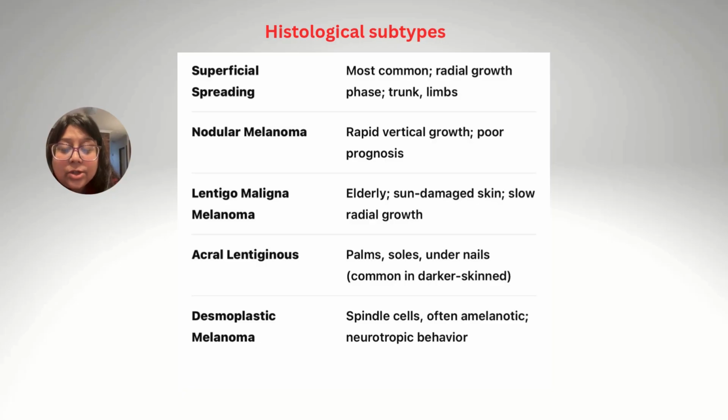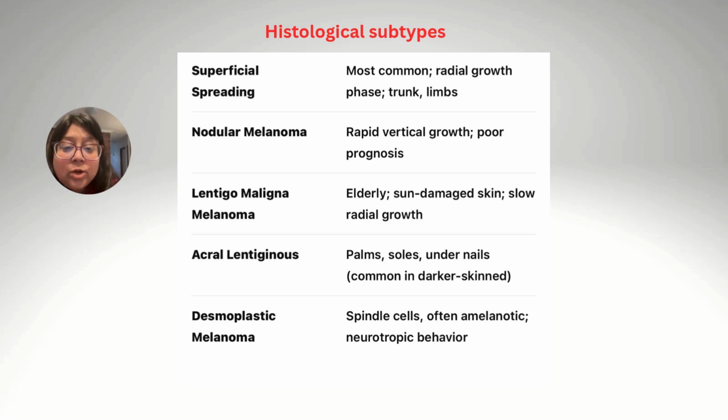There are five histological subtypes: superficial spreading, nodular melanoma, lentigo maligna melanoma, acral lentiginous, and desmoplastic melanoma. The superficial spreading is the most common type. In this, radial growth phase is seen and it involves the trunk and the limbs. The nodular melanoma has a rapid vertical growth with poor prognosis.